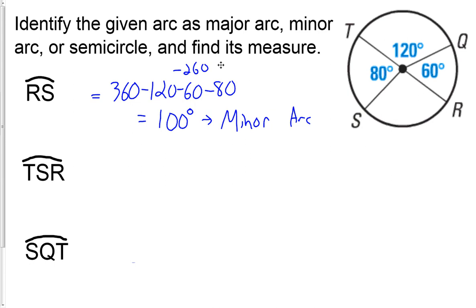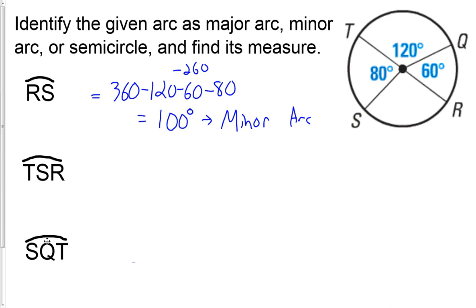This is another way you could have done it if you just weren't confident about it being a straight line. Maybe the lines don't look quite as straight as you think they should. 360 minus 120 is 240, minus 80 is 160, minus 60 is 100. And 100 is less than 180, so that would be a minor arc. And just by having two letters, we could say it's a minor arc.